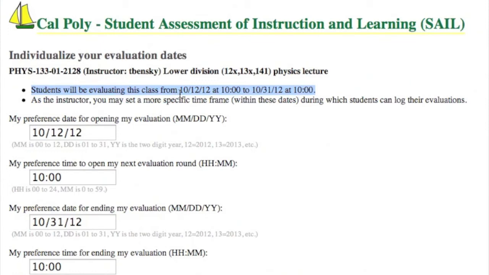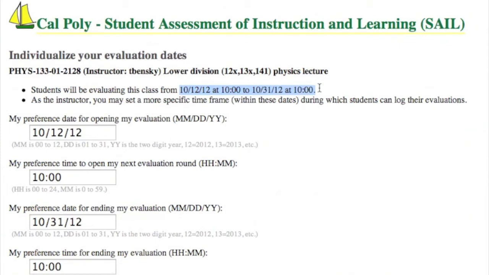These are just hypothetical dates. If you're not comfortable with these dates for whatever reason, you can put your own evaluation dates in for a given course using this form that you see here. You can put in the opening date, opening time, and closing date and closing time, and you can pick any times you wish as long as they are within this range set administratively by your department.